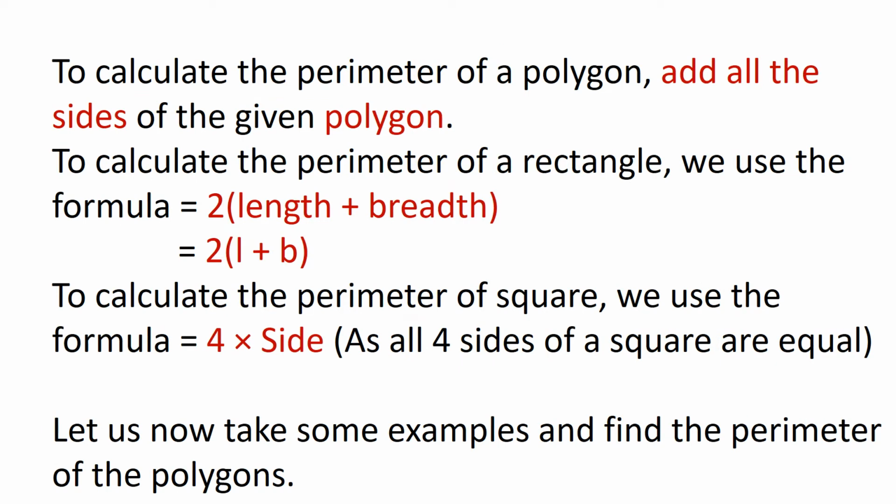To calculate the perimeter of a polygon, add all the sides of the given polygon. To calculate the perimeter of a rectangle, we use the formula 2 into (L plus B), where L is the length and B is the breadth of the given rectangle. To calculate the perimeter of a square, we use the formula 4 into side, as all 4 sides of a square are equal. Let us now take some examples and find the perimeter of the polygons.